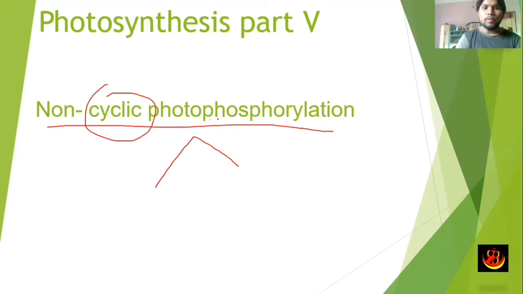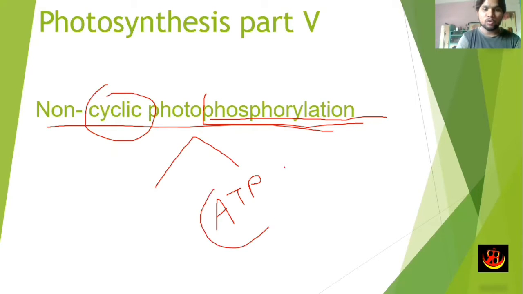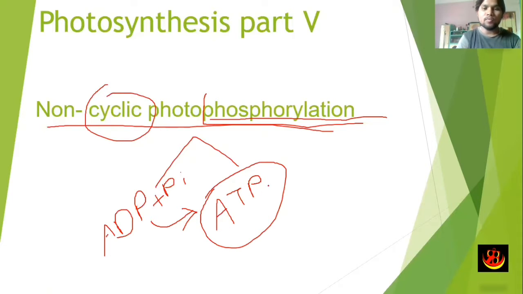Now, what do you mean by photophosphorylation? First we'll see about phosphorylation. Phosphorylation means generation of ATP. This is a highly energetic molecule, a high energy containing molecule which is generated from ADP. When ADP is added with one inorganic phosphate, they form ATP: adenosine diphosphate plus one inorganic phosphate produces adenosine triphosphate. This process is known as phosphorylation.